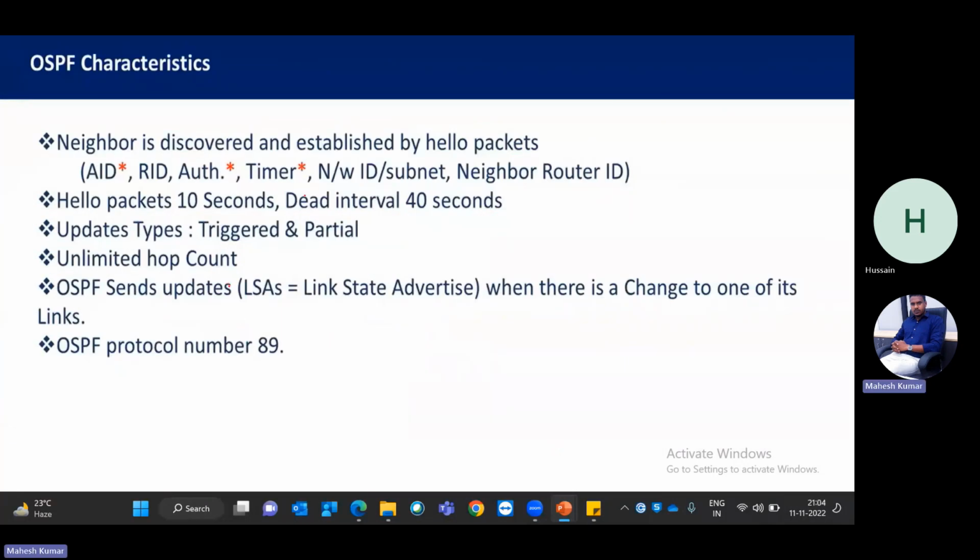An OSPF characteristic: neighbors are discovered and established by hello packets.